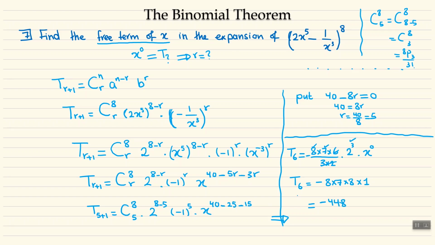So this is now T6, the sixth term. So this is the first, the second, the third, the fourth, the fifth, the sixth. This term here is going to be free of x, and the value of the term is going to be minus 448 only. In the other terms, we will have x's, x to the power of whatever. But in this term, the sixth term, we will not have an x. It's going to be free of x, and the value of that term is minus 448. Okay? So this is a question in which we have to find the free term of x.